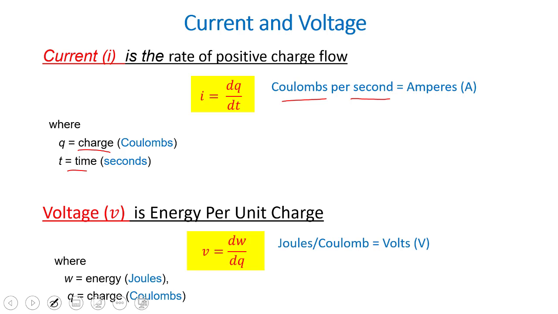So the current is the amount of the positive charges flowing in a conductor per unit of time, whereas voltage is measured as the energy per unit charge. So the voltage is basically the amount of energy needed to separate two charged particles. So it will be joules per coulomb.